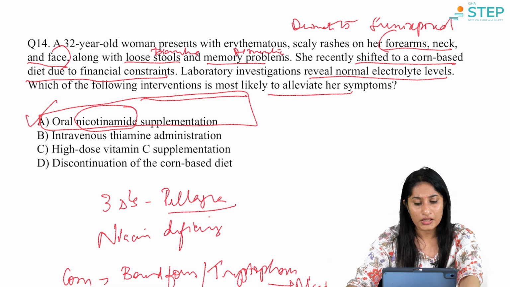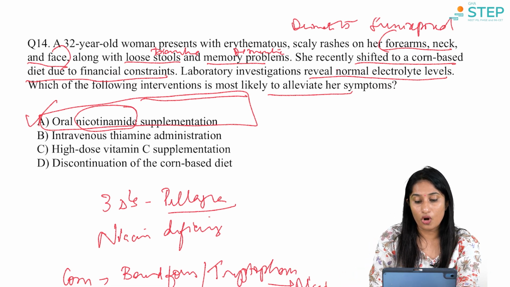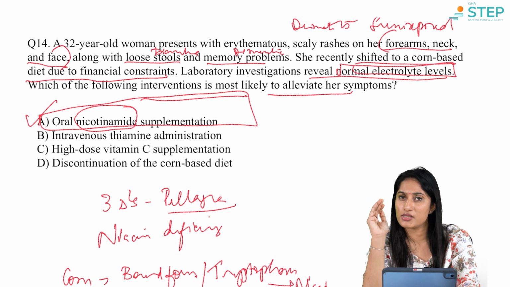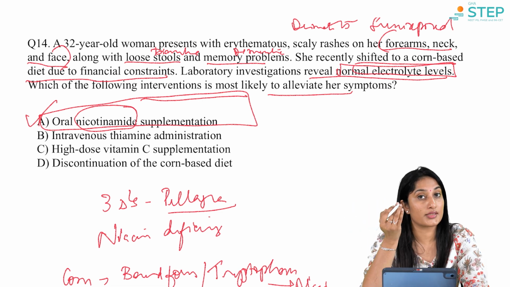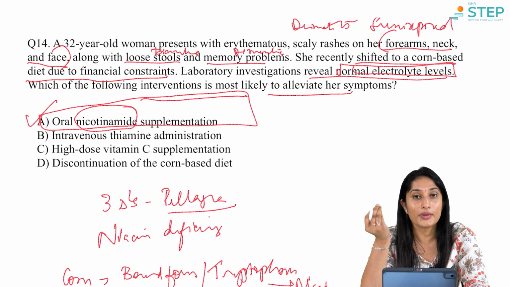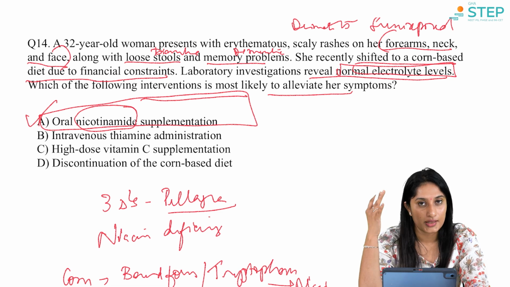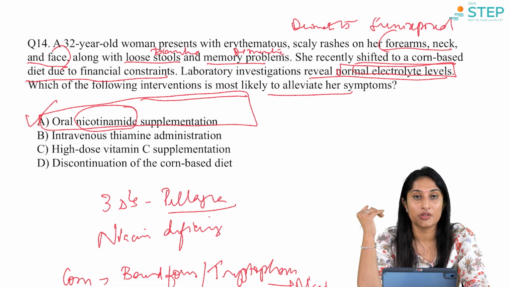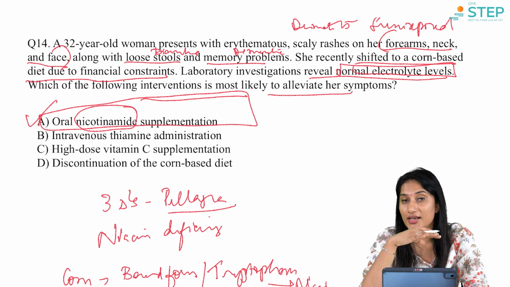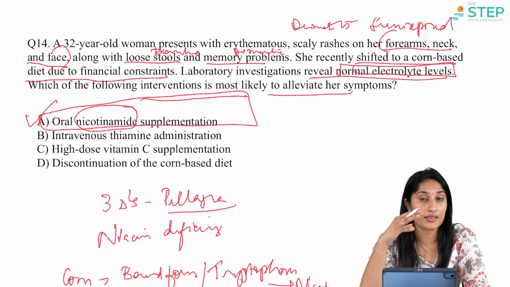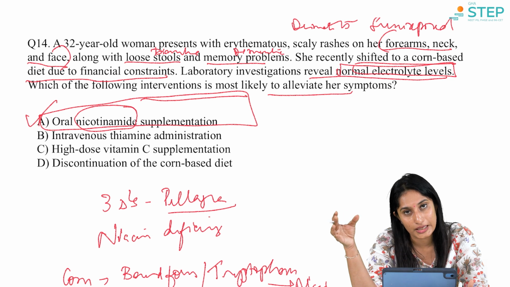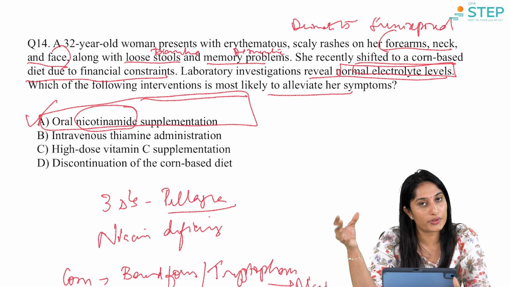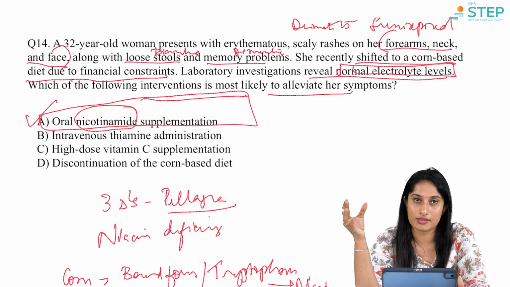Okay. Now, here given here, normal electrolyte levels, it is just to deviate from this. Normal electrolyte levels, because the person is having diarrhea, and we know normally in diarrhea what is going to happen is electrolyte imbalance is seen. But here it is not seen because this diarrhea is not very severe, or rather the diarrhea is more of a chronic diarrhea. It is there for a longer time. So, we cannot appreciate the electrolyte imbalance over here.